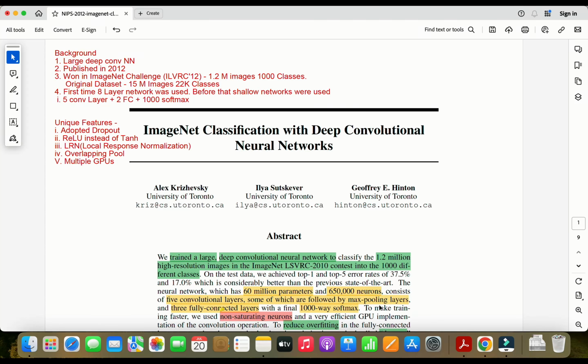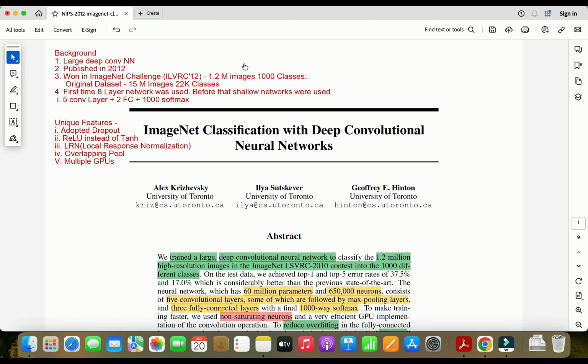We all have used AlexNet somewhere in our computer vision or CNN work, so I thought of discussing this paper with everyone. Let's get started. The background of this paper is that it was published in 2012. It was the first large deep convolutional neural network, and it was used in the 2012 ImageNet challenge.